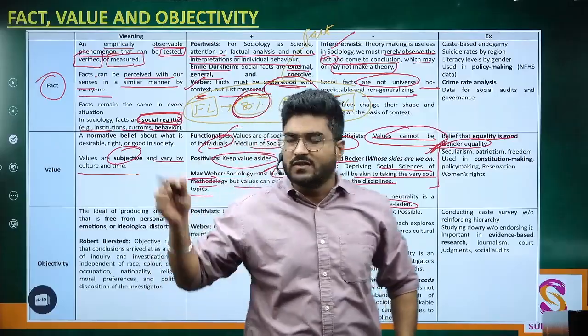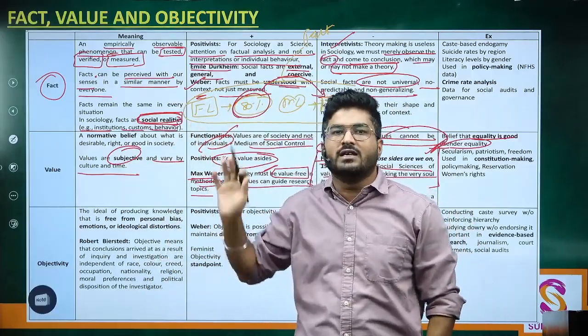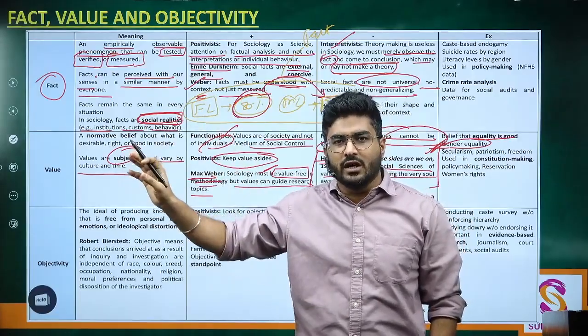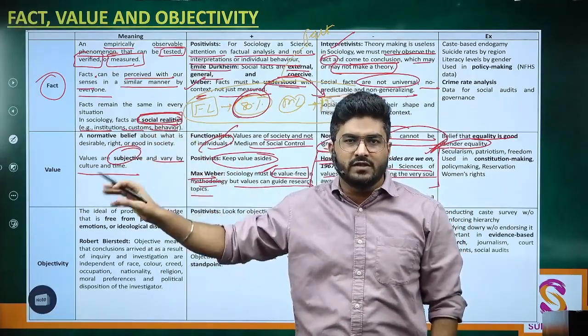For us, this fact doesn't matter in itself. Go to the rural areas. They are still marrying their kids at the age of 18, at the age of 17, at the age of 16.